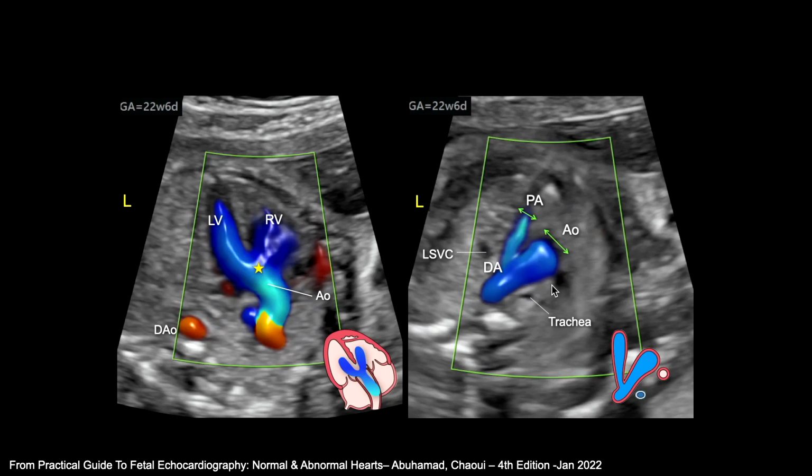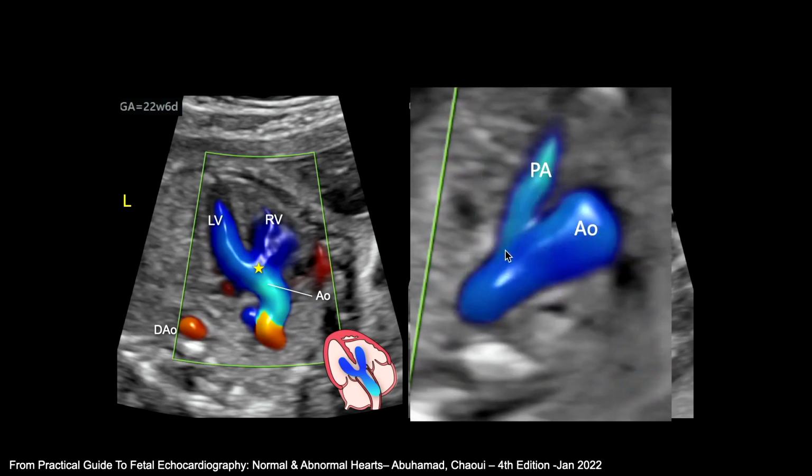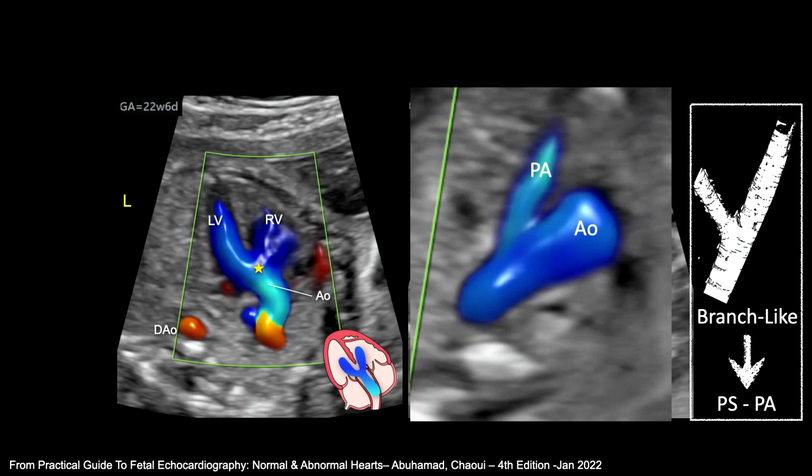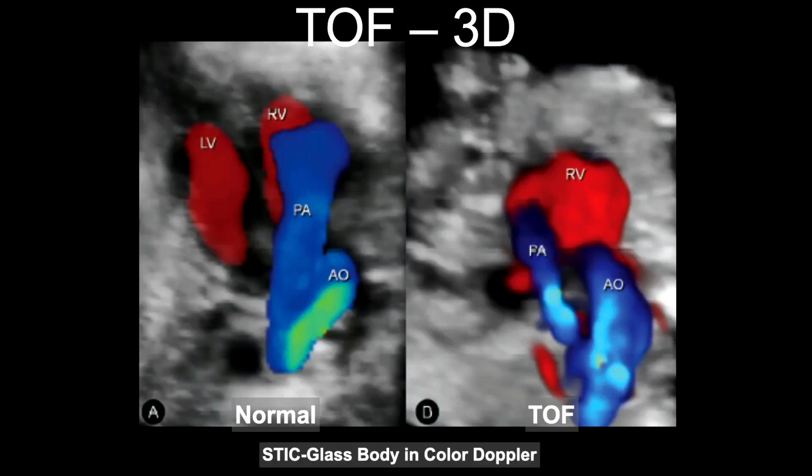Because an important observation prenatally is that the 3-vessel trachea view, when you have pulmonary stenosis, the pulmonary artery appears like a branch of the aorta. That is not really the case, but that's how it looks. And I put this to give you like a memory burn of this view right here. So anytime you see the pulmonary artery arising like a branch of the aorta, that is significant pulmonary stenosis. And just keep that in mind.